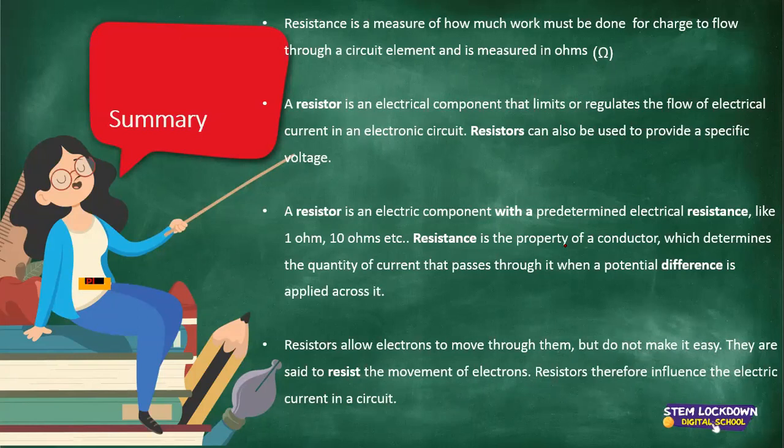So resistance is a property of a conductor which determines the quantity of current that passes through it when a potential difference is applied across it. So basically what we're saying is the resistor controls the transfer of electrons, and potential difference is how much current is going to flow through it. It controls the flow of current that is going through it. And resistance allows electrons to move through them, but it does not make it easy. So this sentence here basically means what the one above said. They are said to resist the movement of electrons, and resistors influence the electric current.